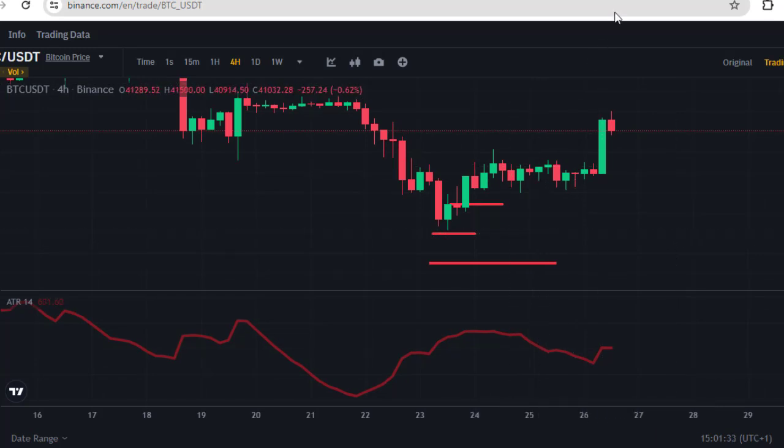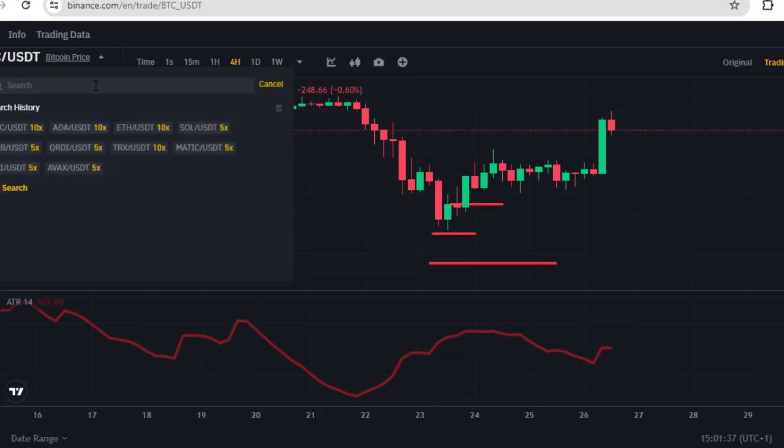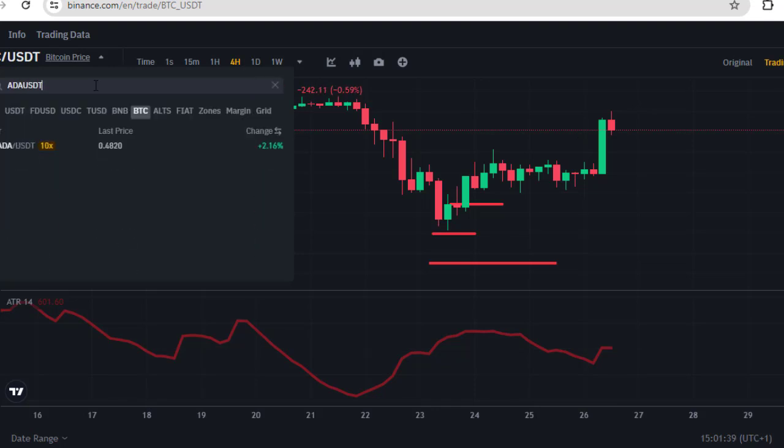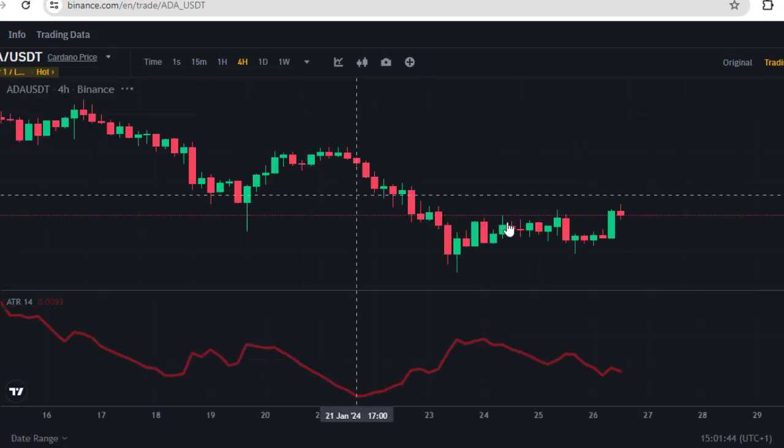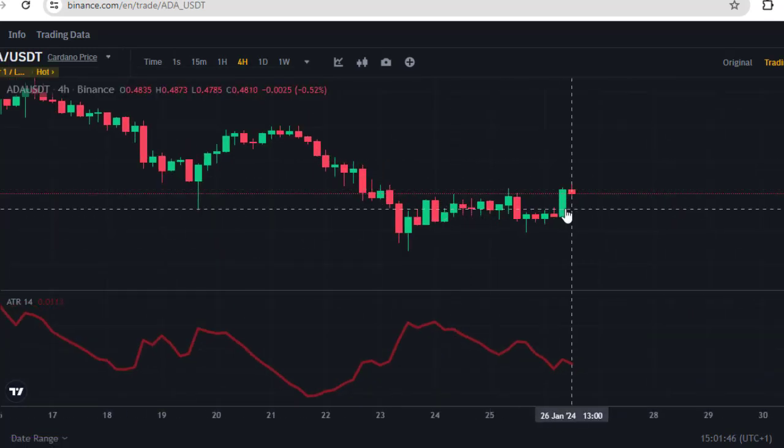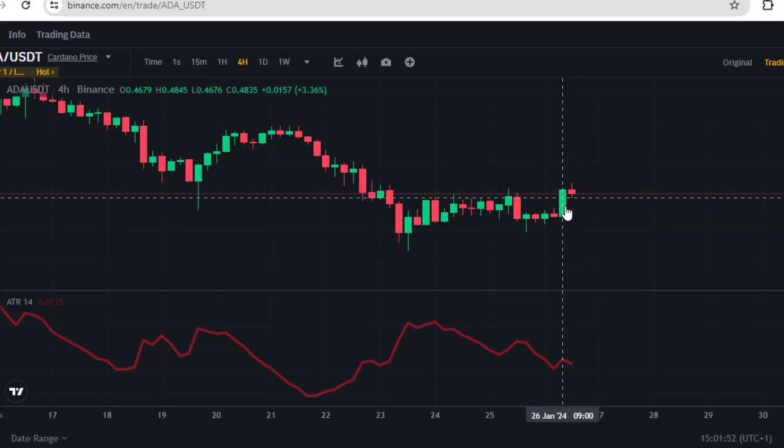And then another example I want to do here is for the ADA chart. Let's say, for example, I put on ADA USDT right here. So on the ADA chart at this very point, the market at this very area has finished formation for this very candle. So I will use this candle for the calculation.